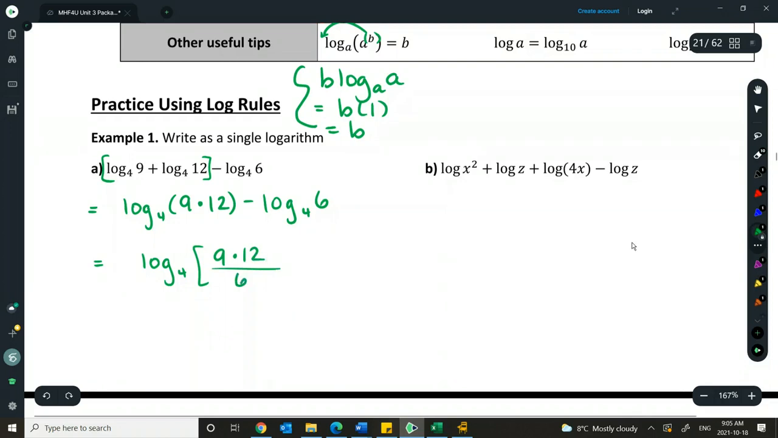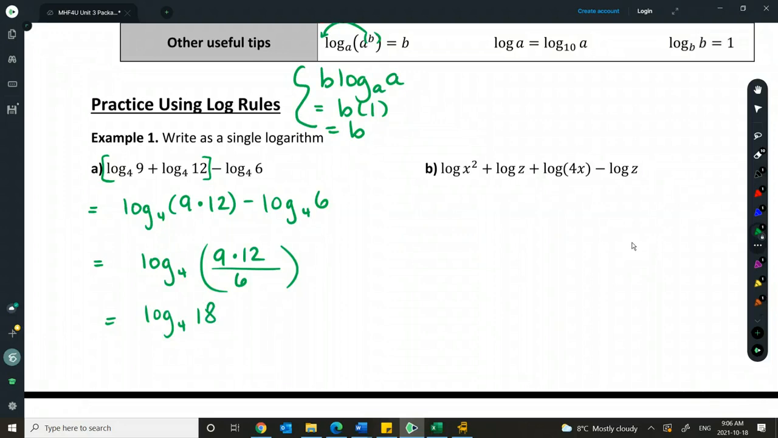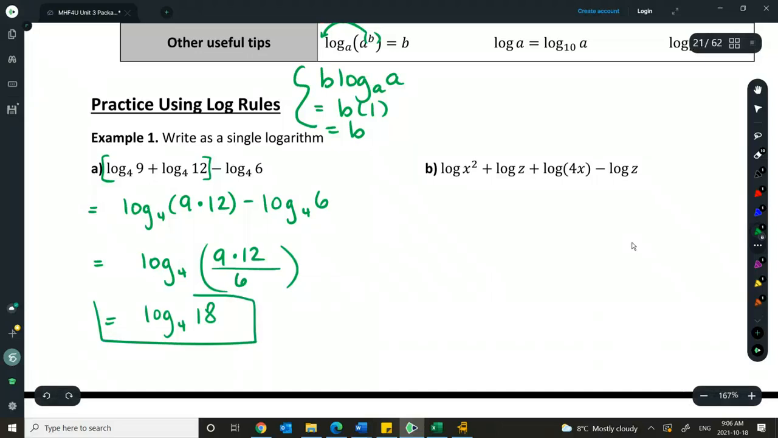You can simplify that, obviously, divided by 6. Okay, so if we want to, we can just simplify this as log base 4 of 18. 9 times 12 divided by 6. And that's all I'm asked to do, write as a single logarithm. So that's done. So if I were to go and calculate this, it should actually give me the exact same answer as just this single logarithm, log base 4 of 18.